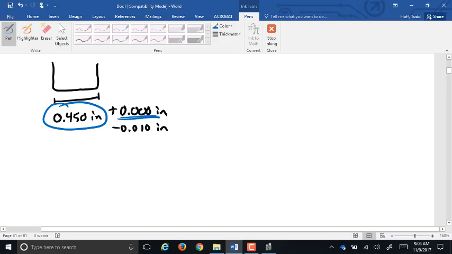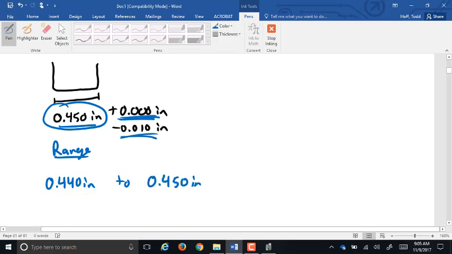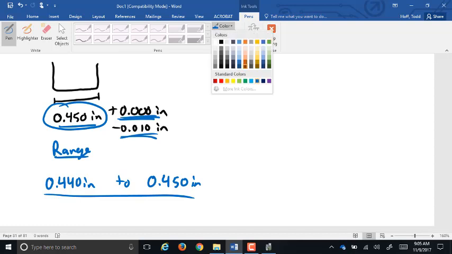We cannot be bigger, but we can be a little bit smaller. We can be 10 thousandths smaller. It gives us a range. If I subtract, I get 0.440 inches, to, well, adding 0 means it doesn't change, 0.450 inches. That's the range given.